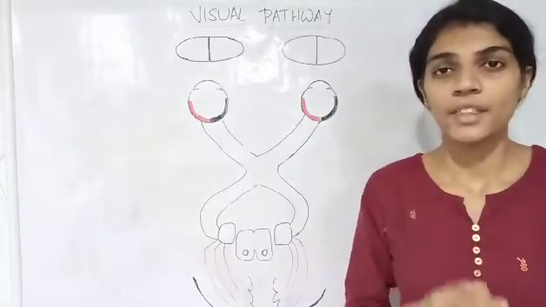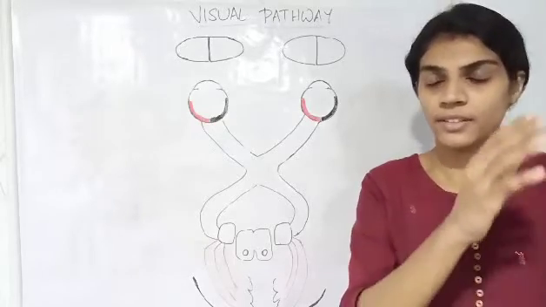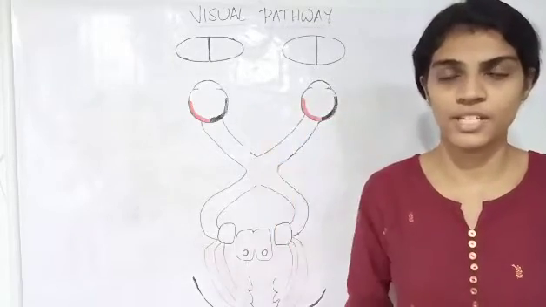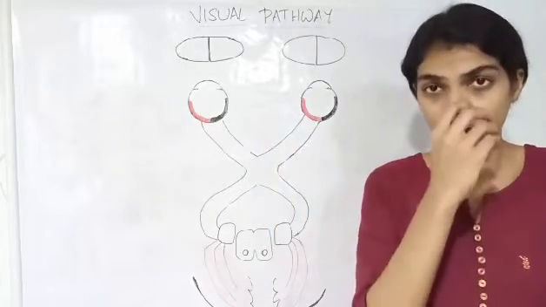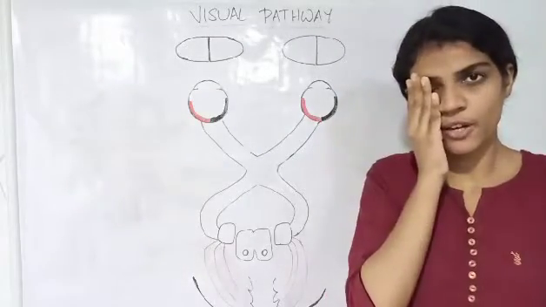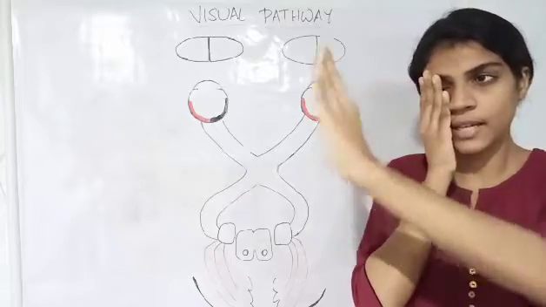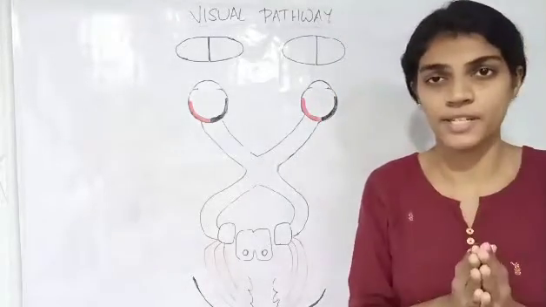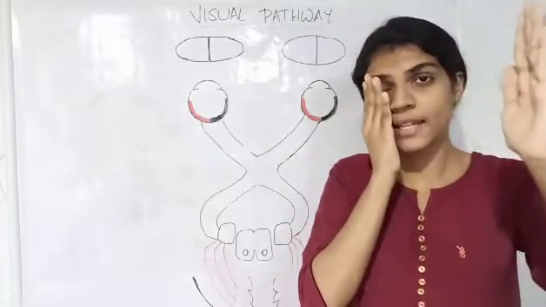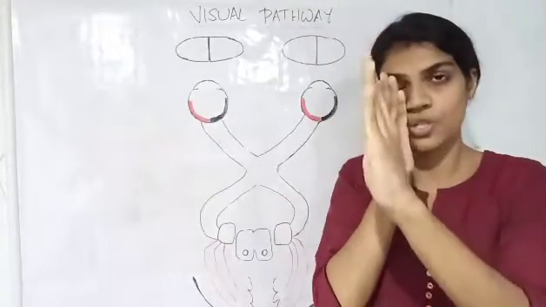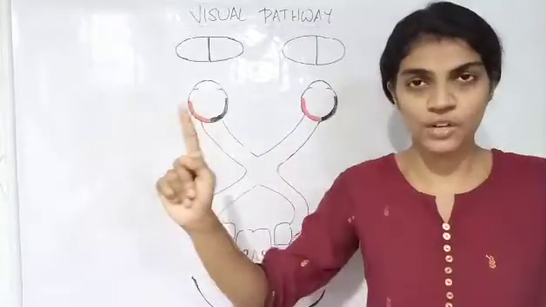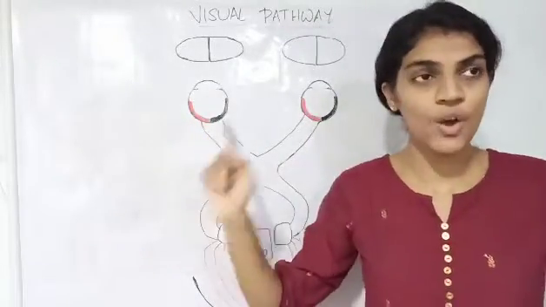The right eye has its own visual field, and the left eye has its own visual field, and the visual field can be divided into two parts. This is the visual field of my left eye, and this region I can also divide into two parts. The temporal, that is the outer region, and the region which is near the nose is known as the nasal.